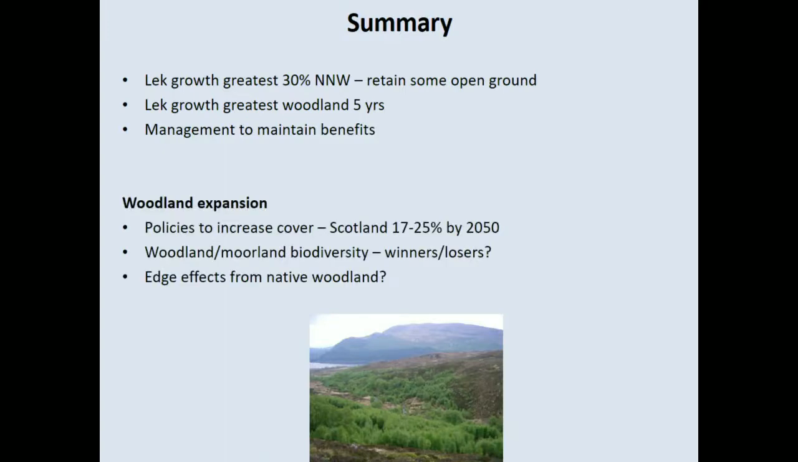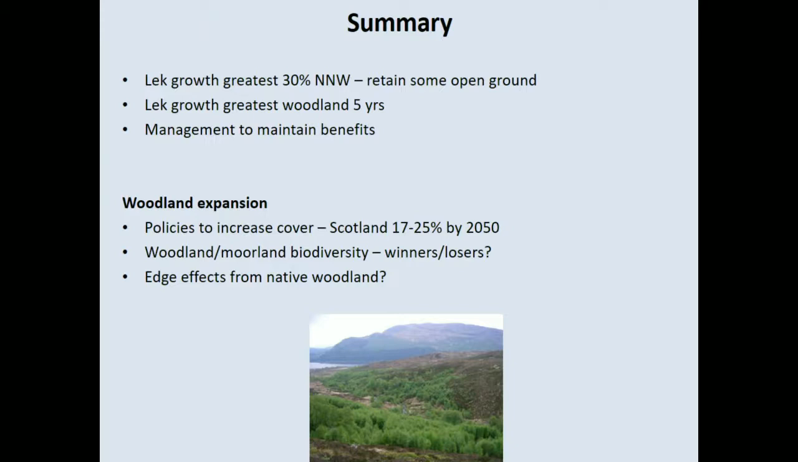And then, finally, why are these results important? Well, the wider context to this is that the UK and devolved governments have a range of policies to increase woodland cover. For example, in Scotland, there's an aspiration to increase cover from 17 to 25% of land area by 2050. And clearly, we would predict that this could be beneficial for woodland biodiversity, but it might negatively impact on, for example, moorland biodiversity, because we think a lot of this new woodland is going to be created on open moorland. And obviously, we only looked at black grouse in this study. There's a lot more work to do to look at the wider ecological impacts of woodland expansion.